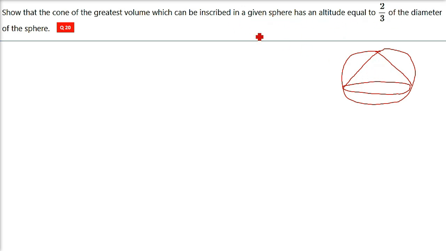And for the sphere, after all the computation and calculation, we have to show that the altitude is equal to 2/3 of the diameter. So 2/3 into 2r, twice the radius is the diameter. So 2/3 of the diameter is equal to the height of the cone. So we need a relationship between height, this radius, etc. So just try to imagine.